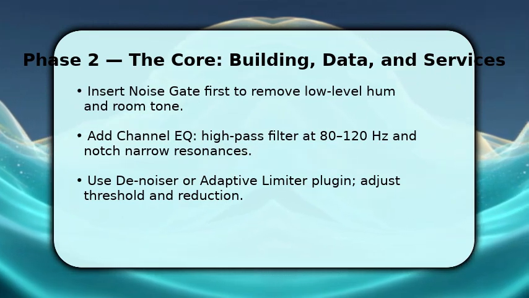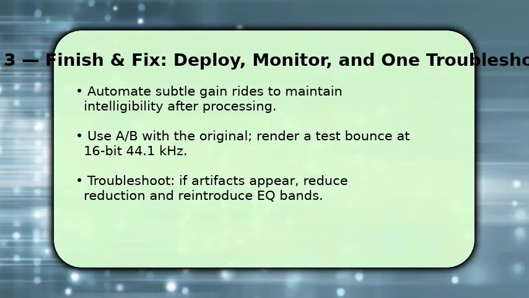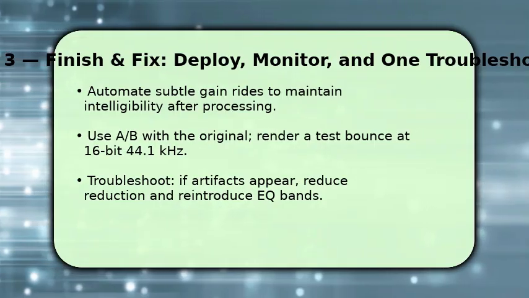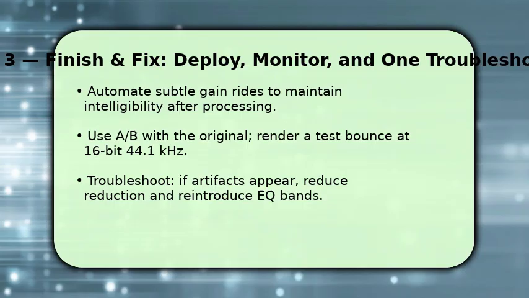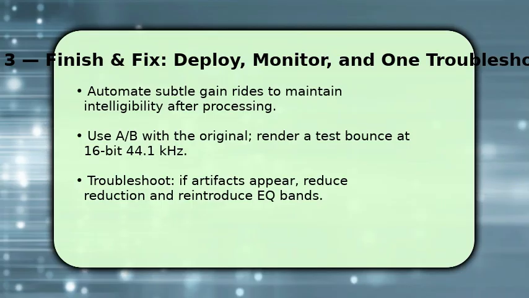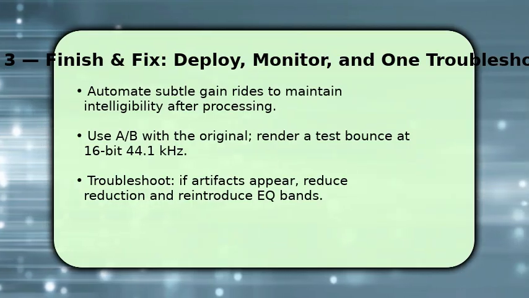To finish, you refine dynamics and verify quality. Apply gentle automation to boost quiet words if processing made them thin. Use small moves, not extremes. Once satisfied, A/B the cleaned copy against the original to ensure clarity without artifacts.